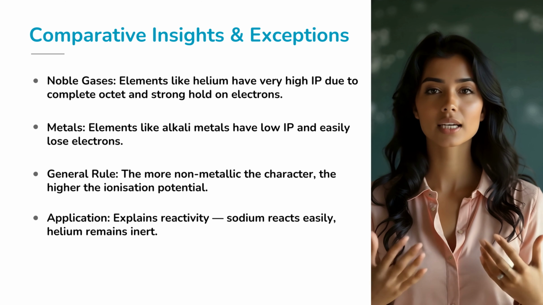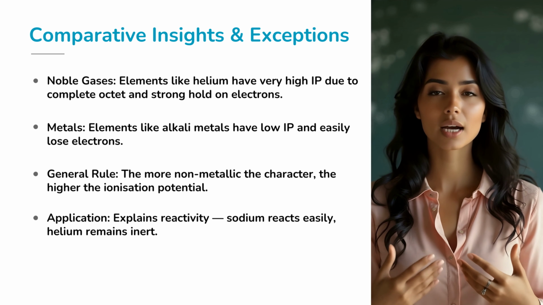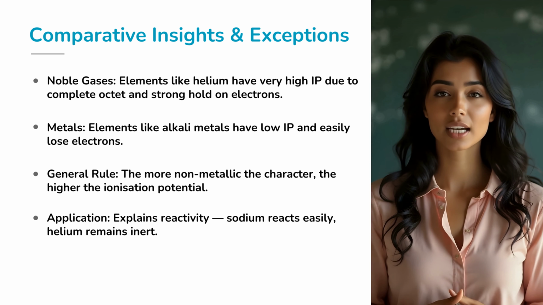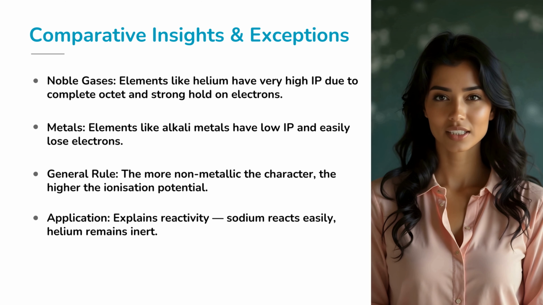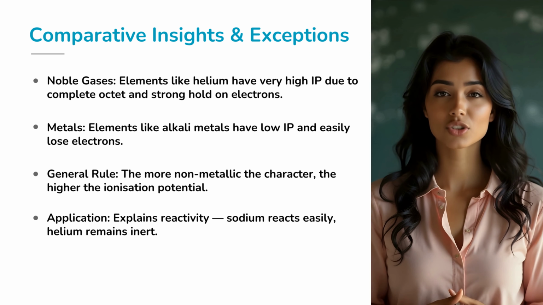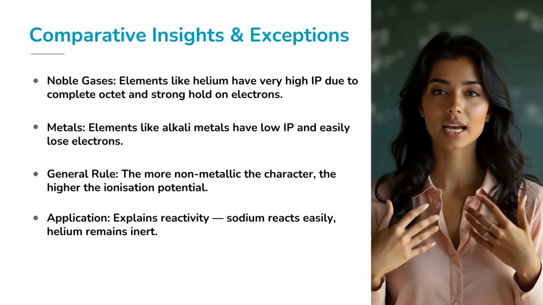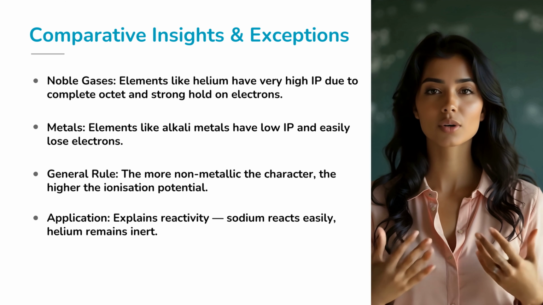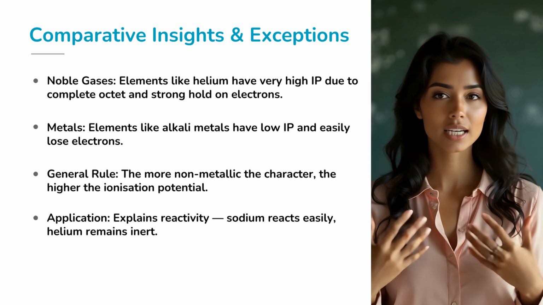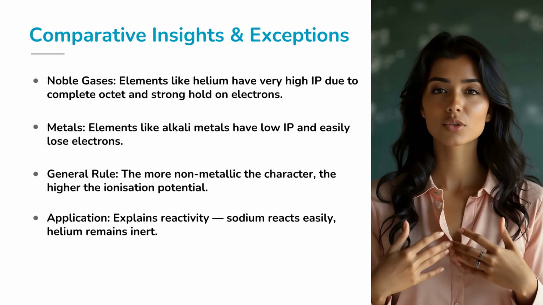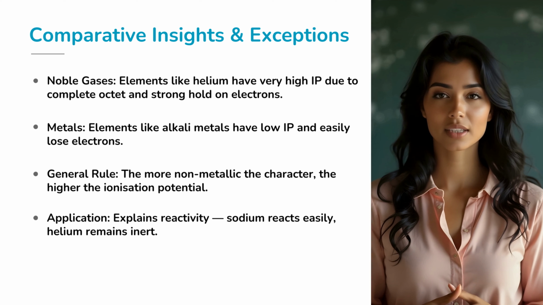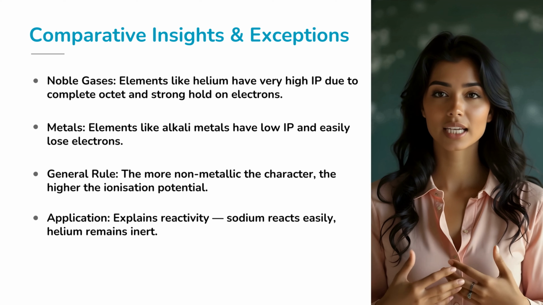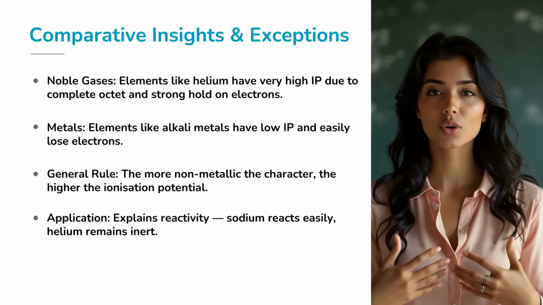Let's now talk about some interesting comparisons. Helium, despite being at the top of the table, has the highest ionization potential of all elements. Why? Because it has a very small atomic radius and a tightly packed nucleus, electrons are extremely well held. On the other hand, cesium, with its large atomic size and single valence electron far from the nucleus, has one of the lowest ionization potentials. That's why alkali metals are so reactive, they lose electrons easily. In contrast, noble gases rarely react, they hold on tightly to their electrons.